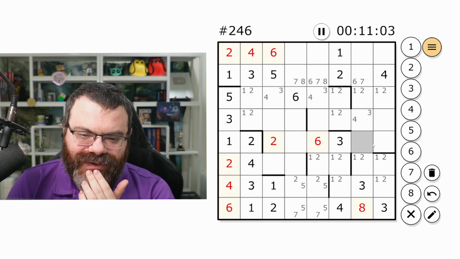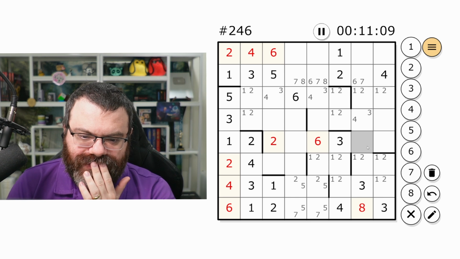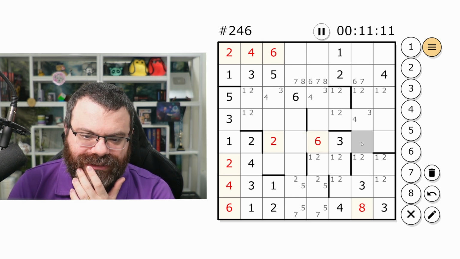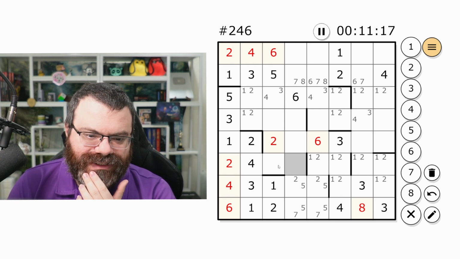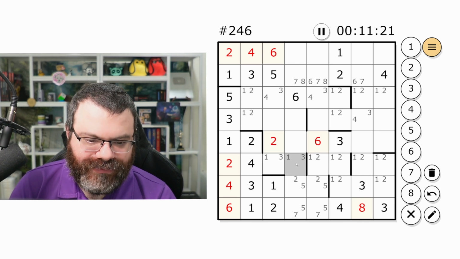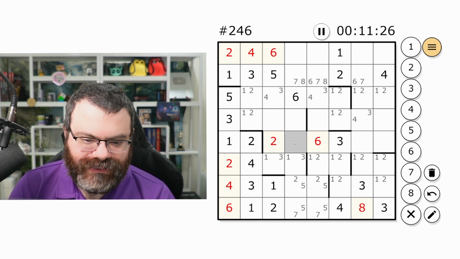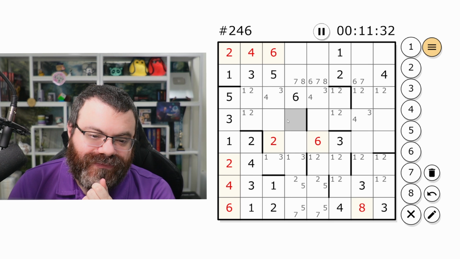Let me think about this row, because we got this 3. So we need 1, 4, 5 now. Problem is 1 can't go here. So this is only 4, 5. But how about this here? We need 1 and 3. I'm going to mark that. 1, 3, 1, 3. What am I missing? 1, 2, 4 across here.